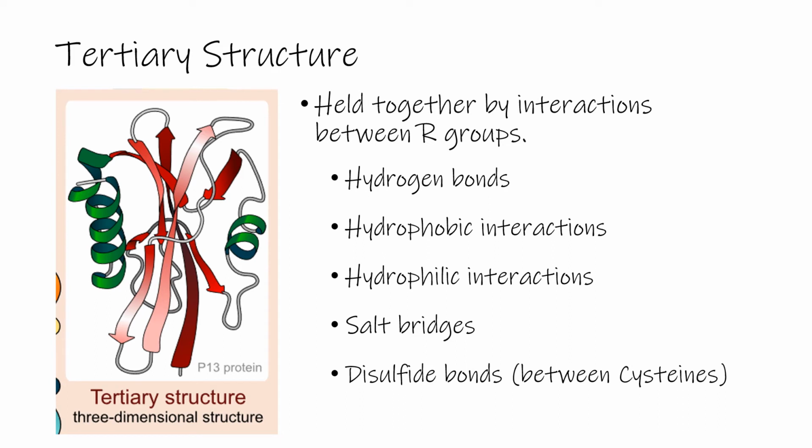Now, tertiary structures are held together by a lot of different types of interactions, but they are held together between interactions of the R groups, those side chains, the things that differ from one amino acid to the other. And those interactions include hydrogen bonds. So it can hydrogen bond between a hydrogen in one side chain and an oxygen in another side chain. You can have hydrophobic interactions where you have those nonpolar amino acid side chains facing each other.